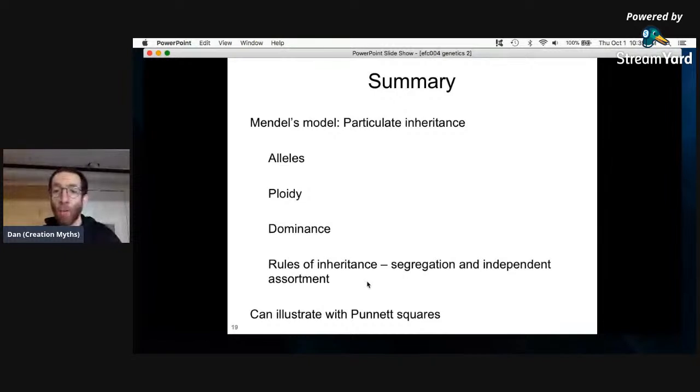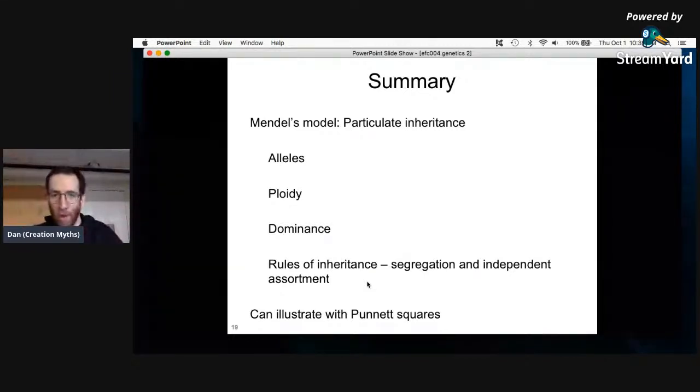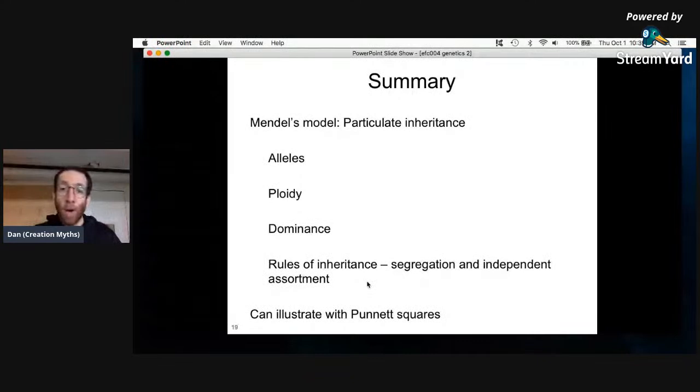And then finally, the rules of inheritance, Mendel's 2 laws, segregation and independent assortment. And just remember, Mendel wasn't quite right about independent assortment because Mendel thought everything assorted independently. He didn't know about chromosomes. But as long as you stipulate that the independent assortment is on a chromosome by chromosome basis, then you're good and the rule still works. And then the last thing we did, kind of in the second half there, was illustrate how this stuff works using Punnett squares. So that is our lesson on the Mendelian model of genetics.